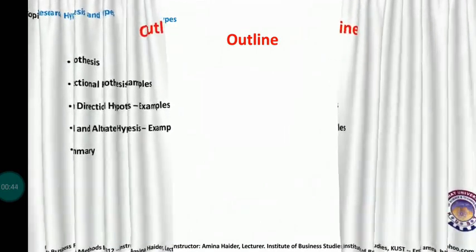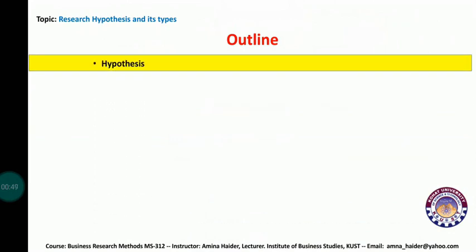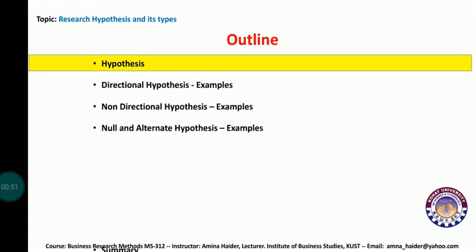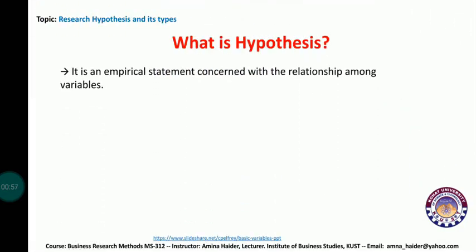So moving towards our first topic, that is hypothesis definition. What is a hypothesis? Hypothesis is an empirical statement concerned with relationship among variables. By empirical statement, I mean that it is a statement which is based on observation or experience, that doesn't automatically make it correct.